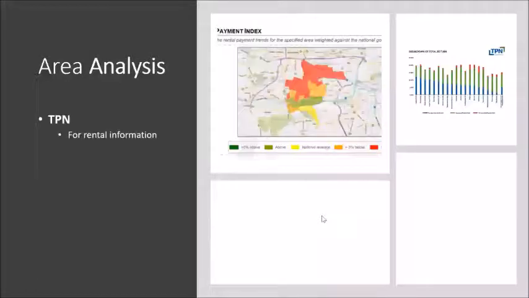My recommendation is to use TPN for any rental information. On the left, you'll see a slide taken from a TPN report that tells you which areas are high risk from a default point. So the red areas are giving you the indication that the tenants are going to default. They're not going to pay their rent on time. Orange and yellow are also relatively risky areas, but your greens are good.